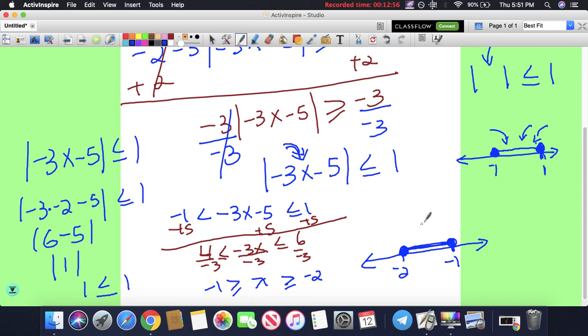So again, if you're still in doubt, pick another number. Any number between negative 2 and negative 1. Pick negative 1.5, negative 1.8999, and plug it in and see if it works. So all these values can replace the x here, okay, and you'll get a number that will make this inequality true.